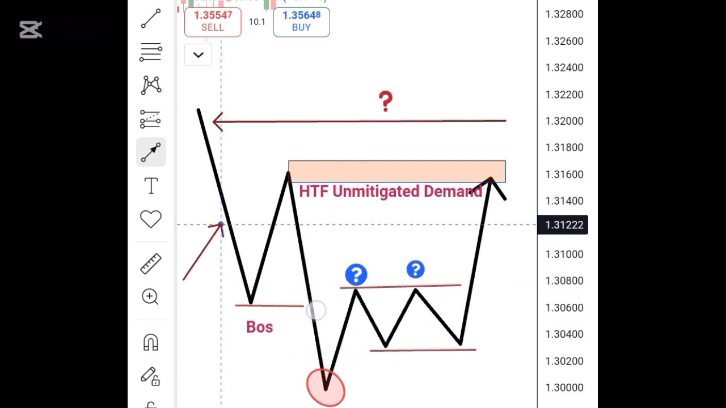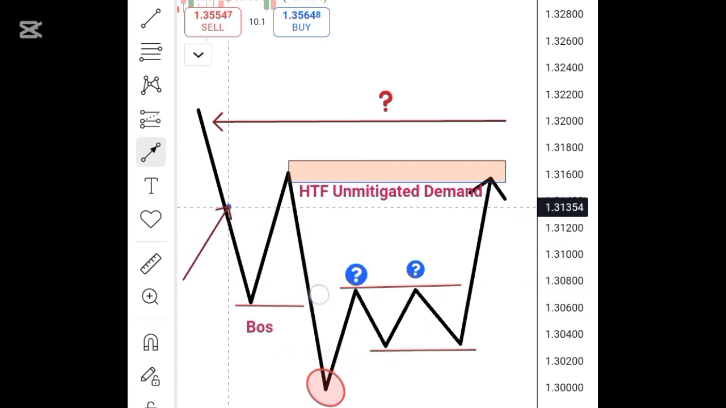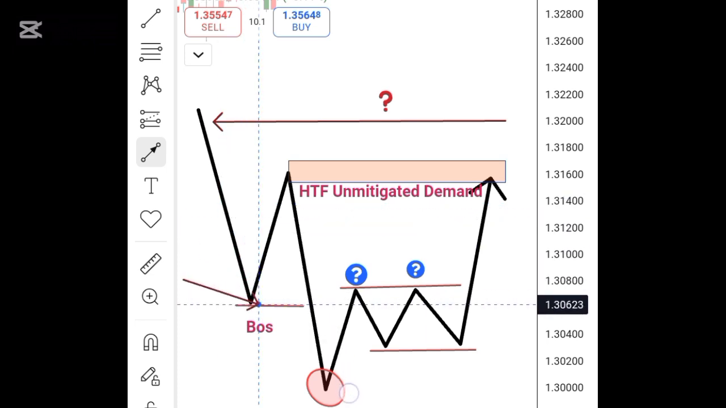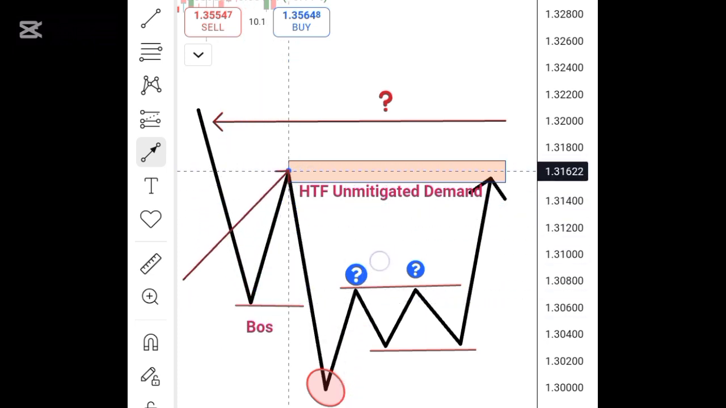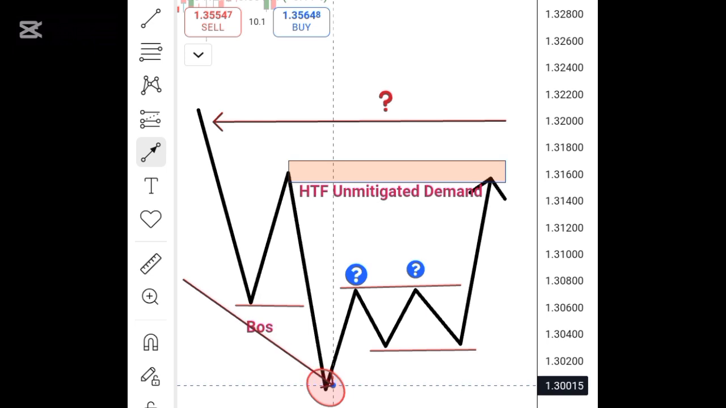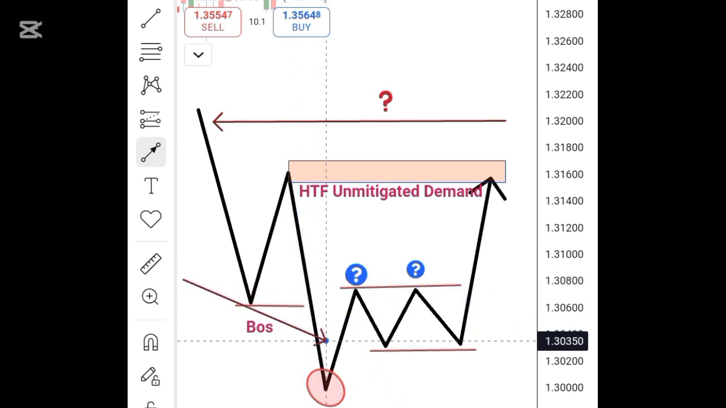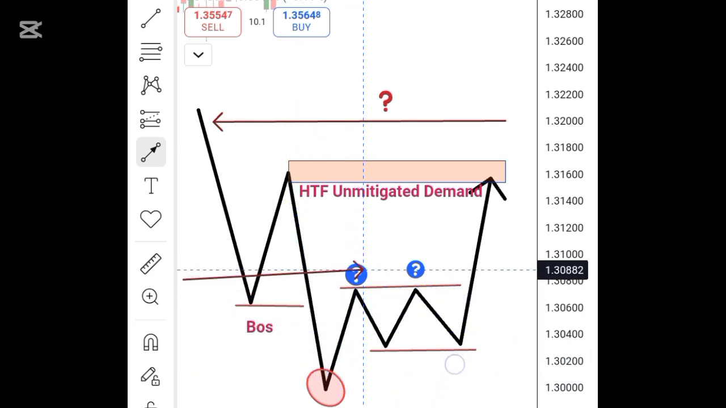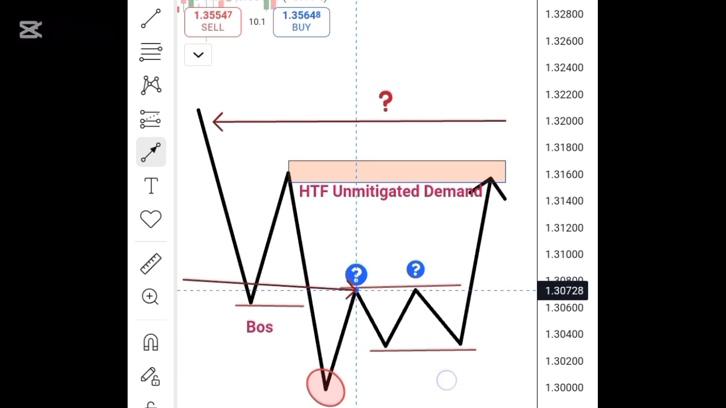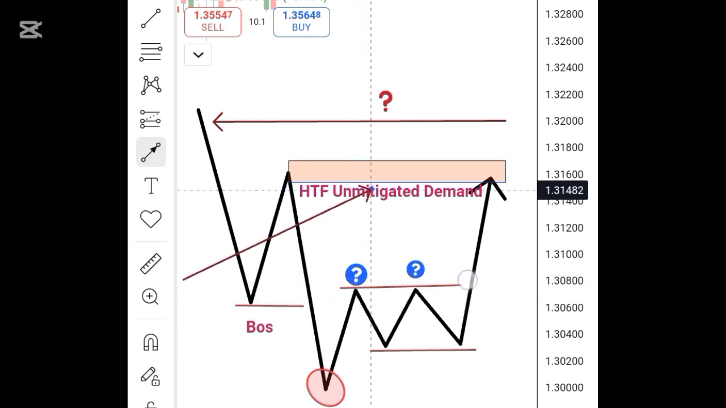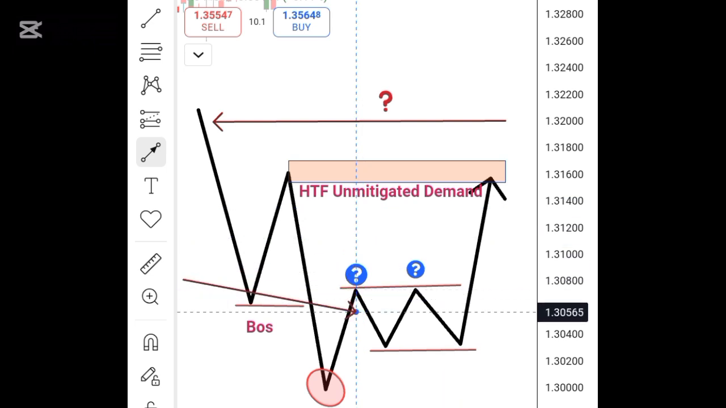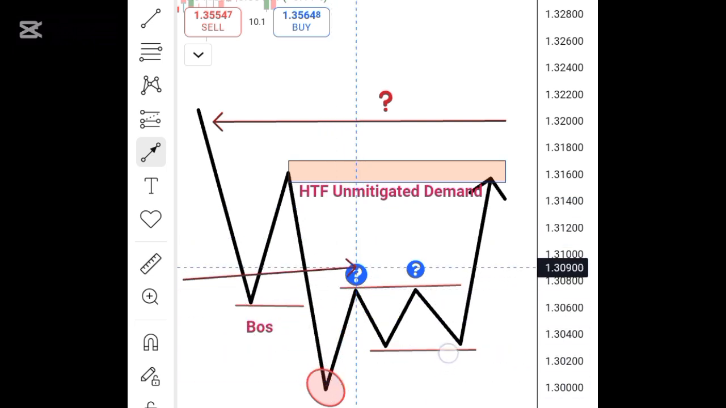This market right here was bearish to the downside because we have a low right here, we have a higher low, and we have a lower low. So what happened is this market broke structure right here to the downside, and it gives a push right here. Quite all right, this push was supposed to come to this zone, but that did not happen. So it gives a push right here.